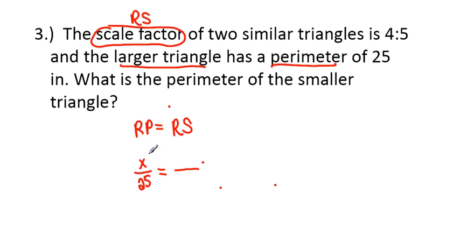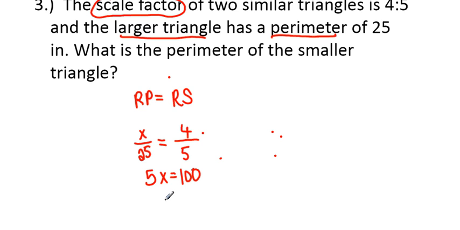Since I put smaller over larger in this first ratio, then when I come over here to compare the ratio of the sides, I have to remember to put smaller over larger. So I'm going to put 4 over 5. And now I can go ahead and cross multiply. 5 times x is equal to 100. That makes the value of my x equal to 20, making the perimeter of the smaller triangle equal to 20.